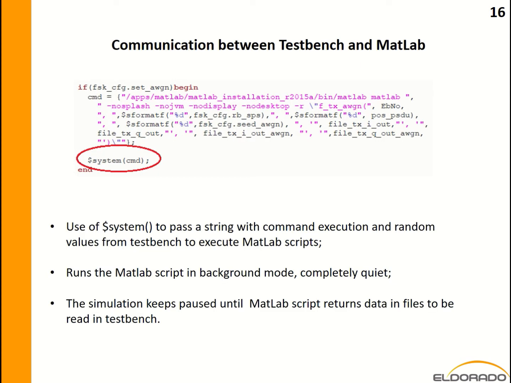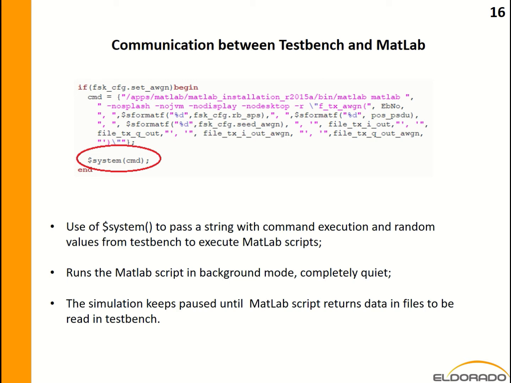Here is an example of how the test bench is interacting with MATLAB. The SystemVerilog utility $system allows executing a command on the Unix shell whenever needed. This piece of code shows the part of the test that requires an AWGN insertion in the output signal of the modulator, stored in files. Instead of writing AWGN algorithms in SystemVerilog, it's very simple to process using the AWGN MATLAB function.